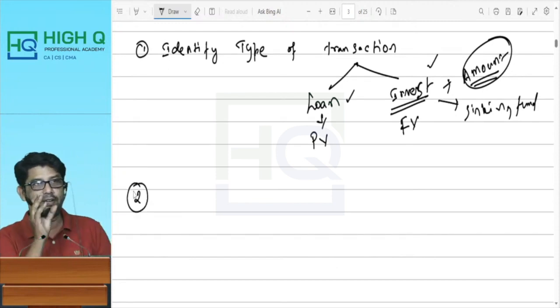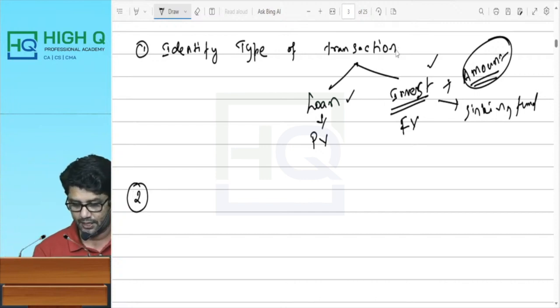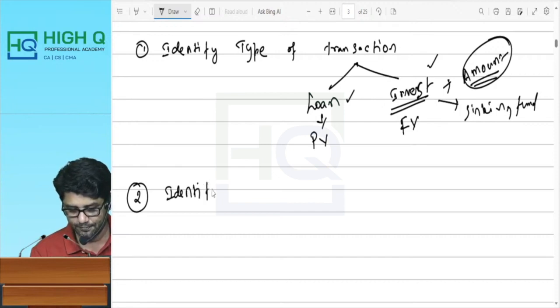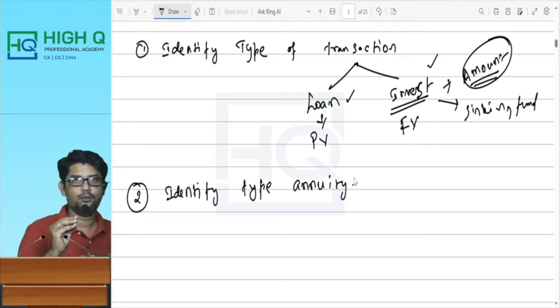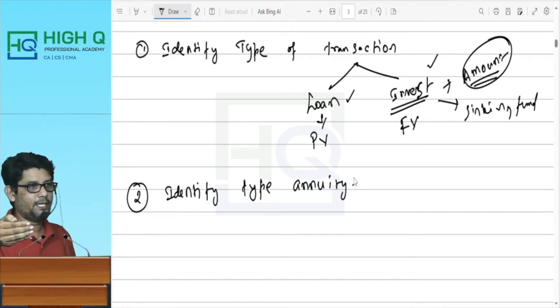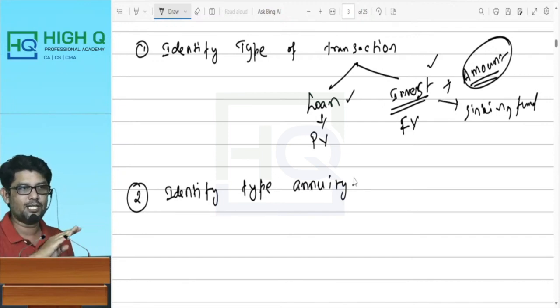Tanish, please wait. Have some patience. Okay. Second one is identify type of annuity. What is meant by type of annuity? I'll tell you. The installment amount you are paying, in some cases you will be paying at the end of the period, in some cases at the beginning of the period. So that is the type of annuity.